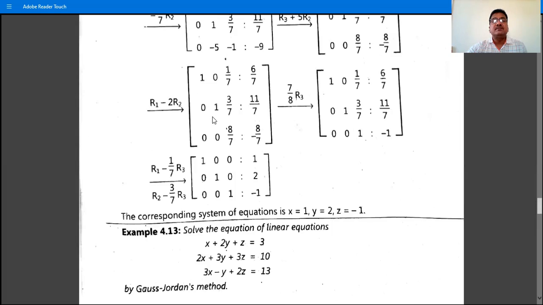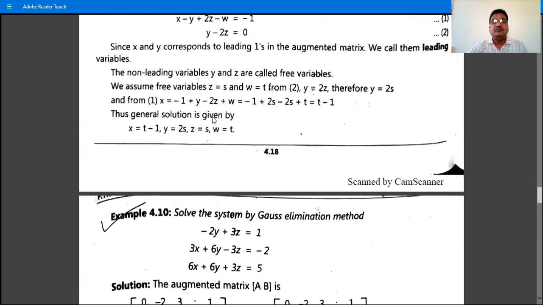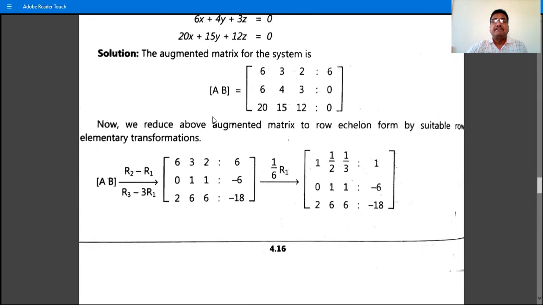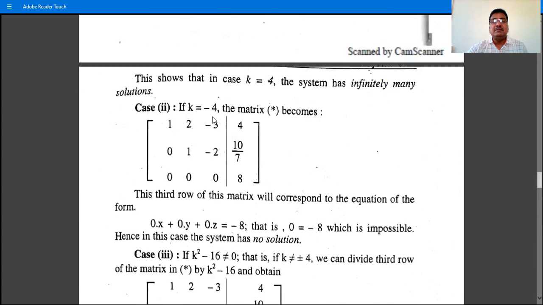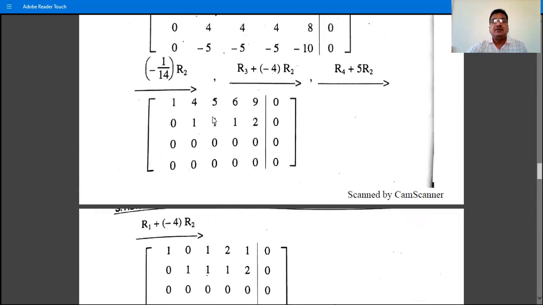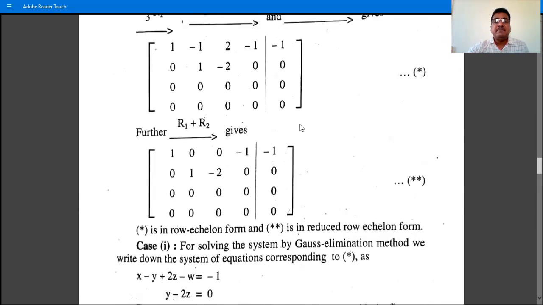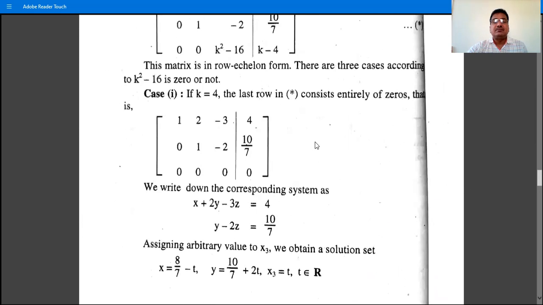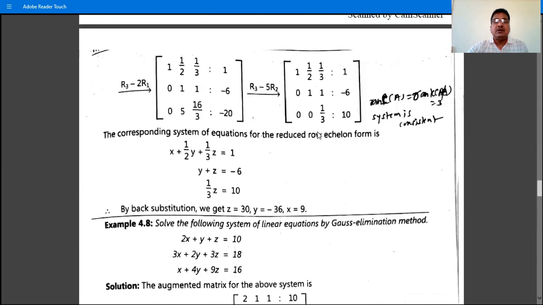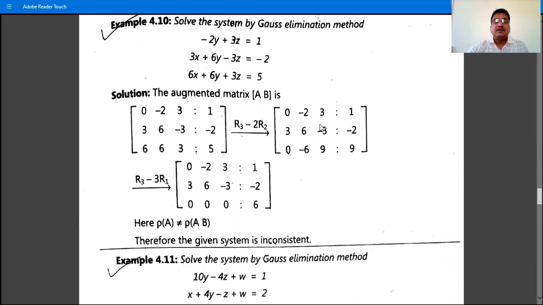So there are 2 methods. These are some other solved problems by Gauss elimination method and Gauss-Jordan method. In some cases we have a unique solution, in some cases we have infinitely many solutions, but in some cases we have 0 solutions. That is, if the system is inconsistent, then the system has no solution. The system is inconsistent if the rank of A is not equal to the rank of AB; otherwise, in the case of a non-homogeneous system, the system is consistent.